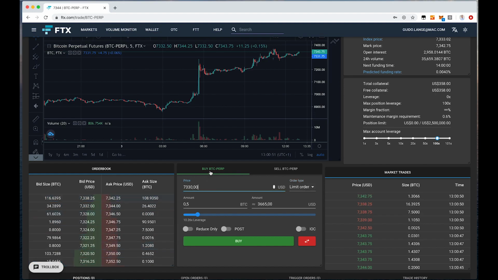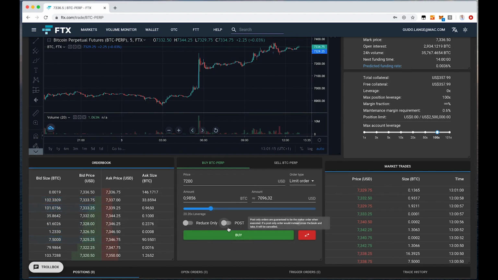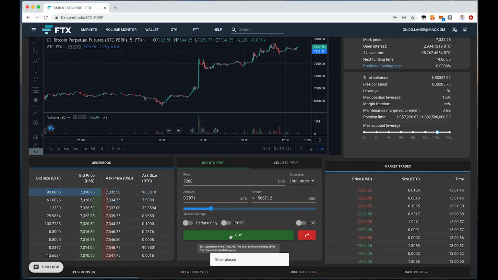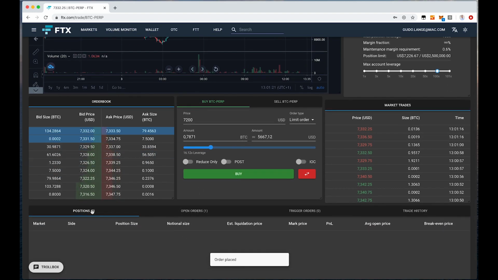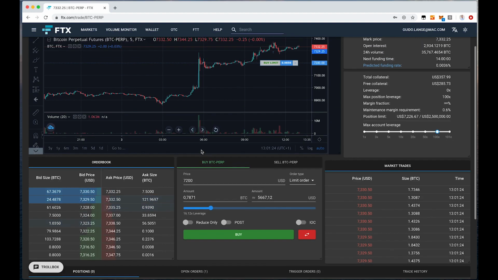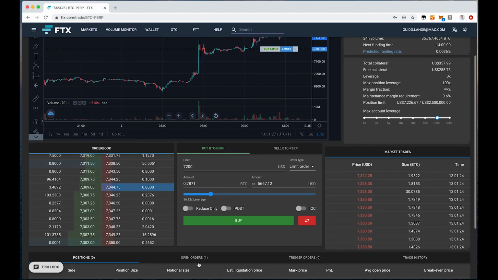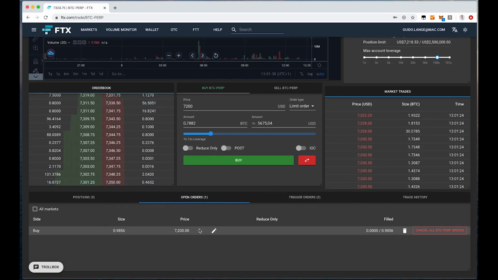So let's say the current price is 7,330, and you say, okay, if the price drops to 7,200, you actually want to buy 1 Bitcoin, and then you can see the leverage here is chosen automatically. However, you can also choose it on your own. And then you can just say buy. And then you can see you don't have a position yet because the price is higher. It's at 7,330 or so. But you can see here an open order that will only get executed when the price drops to 7,200 USD.